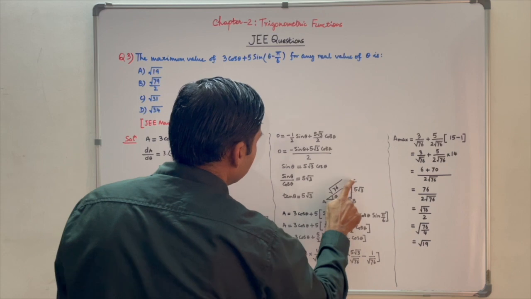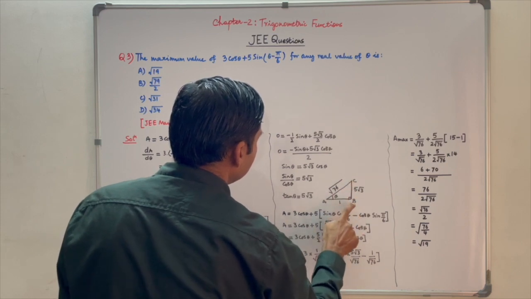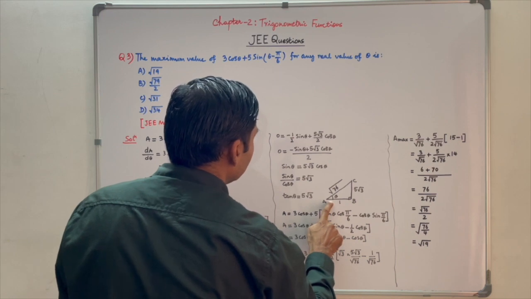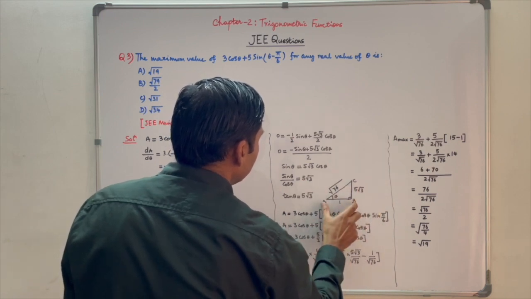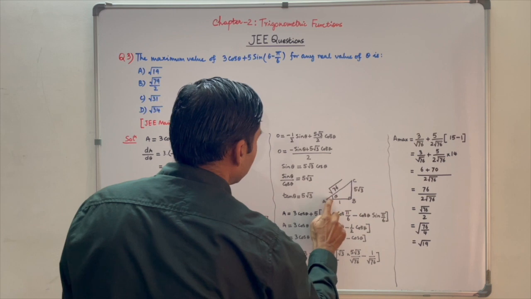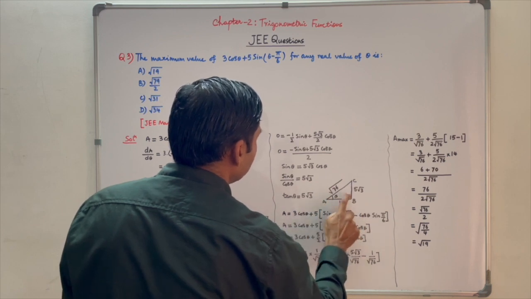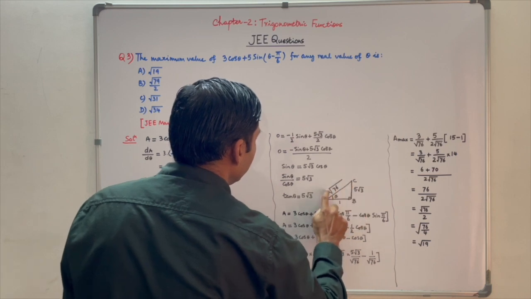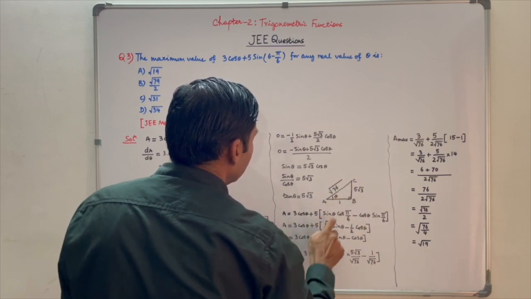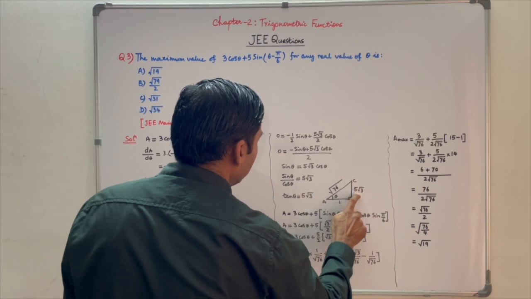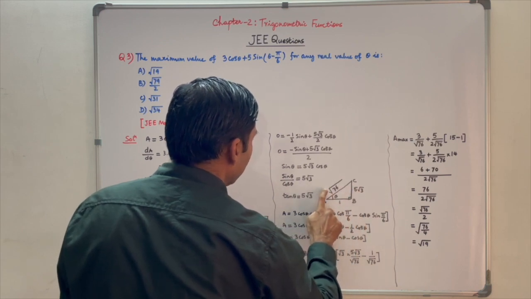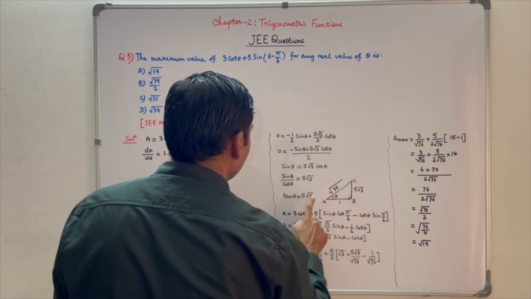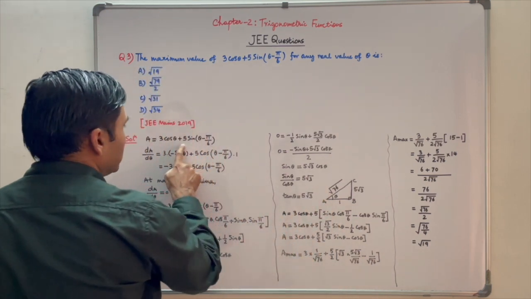Now make a right angle triangle, triangle ABC, in which angle B is 90 degrees and angle A is theta. BC is equal to 5 root 3, AB is equal to 1. So that tan theta is equal to 5 root 3 upon 1. Applying Pythagoras theorem, AC comes out to be under root 76. Now sin theta is equal to 5 root 3 upon root 76 and cos theta is equal to 1 upon root 76. Now let us simplify the given expression.